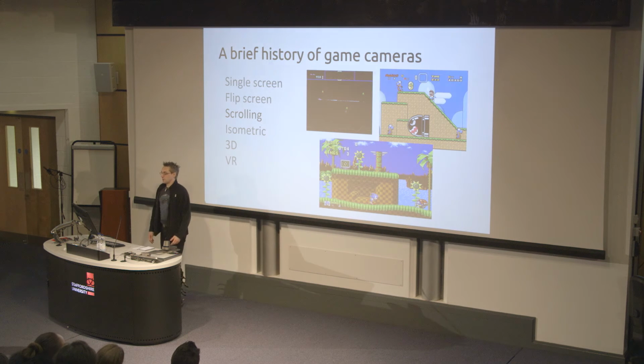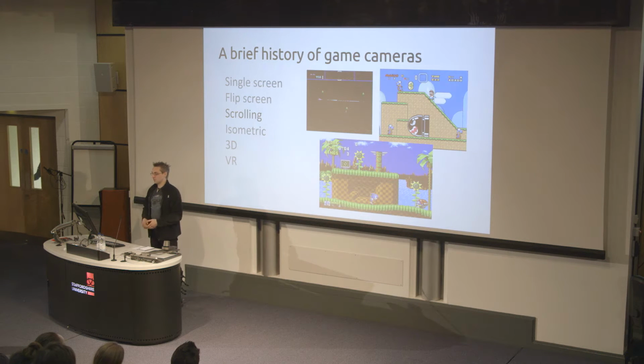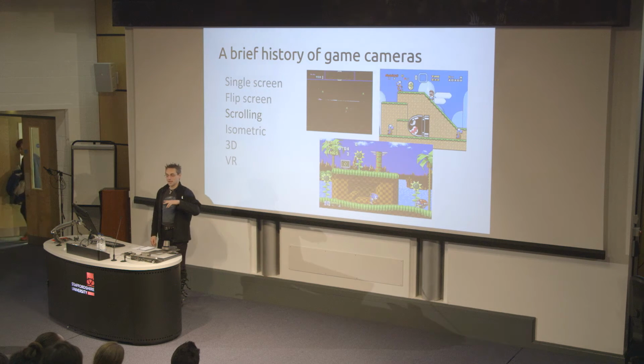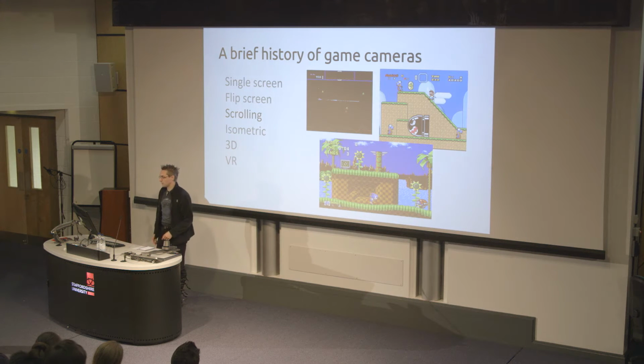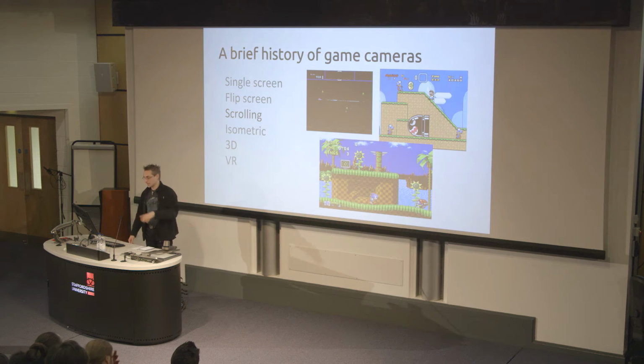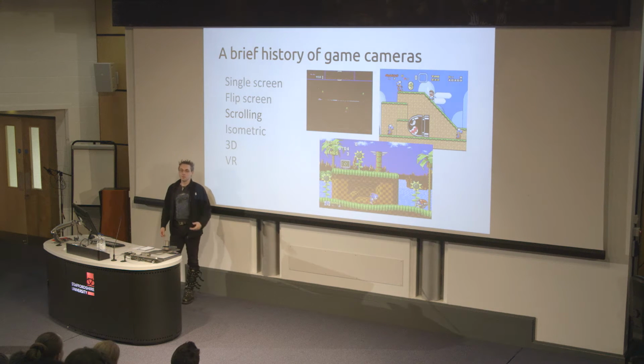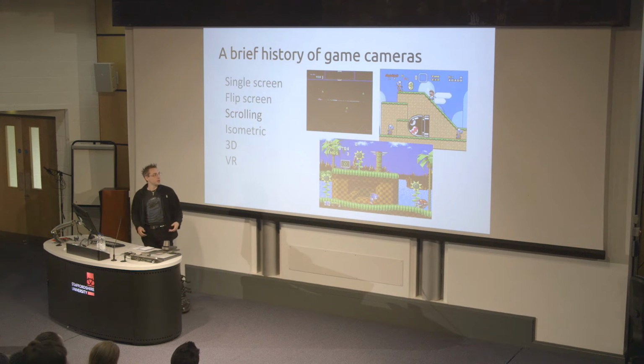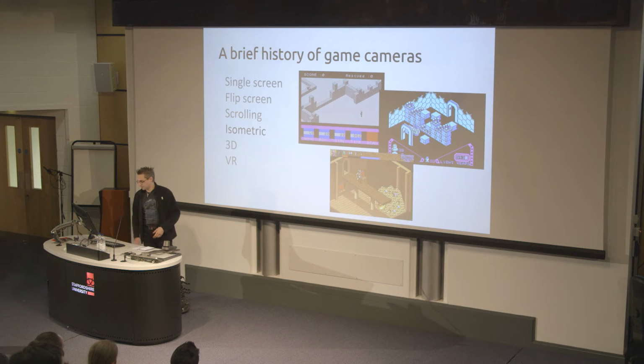But at the same time, other people were doing more dynamic camera movement. So Defender allowed you to scroll across the landscape so that you felt like you were actually moving somewhere. The ship would stay still and the landscape would move underneath you. Obviously, Mario and Sonic made great use of scrolling to give you a large space to explore and feel like you could move around it freely.